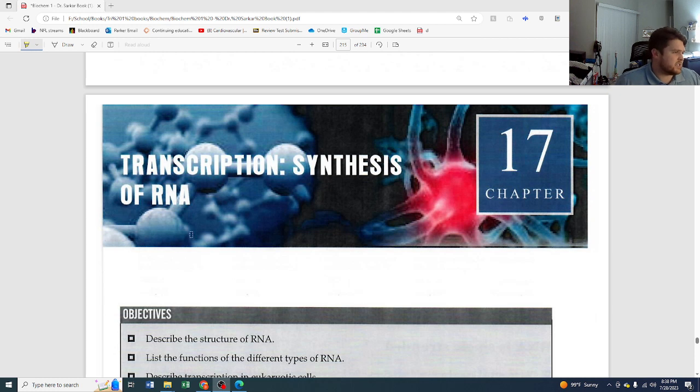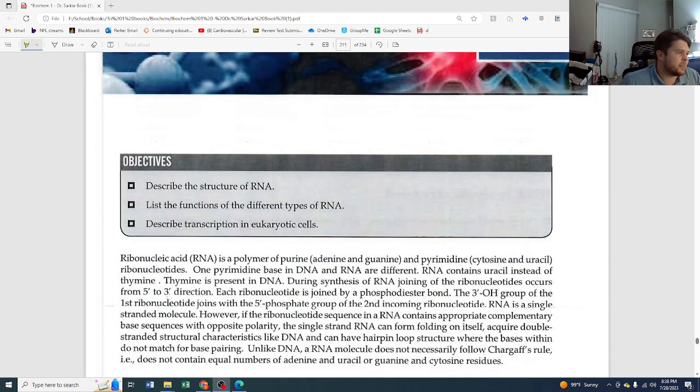Okay, so now chapter 17, transcription, synthesis of RNA. When a gene is being expressed, when those histones have been acetylated and it's open, and our little CG islands are not methylated and not repressing the gene, what actually happens? Well, we get transcription, or synthesis of the RNA. So we're going to describe the structure of RNA, list the functions of the different types of RNA, and also describe transcription in eukaryotic cells.